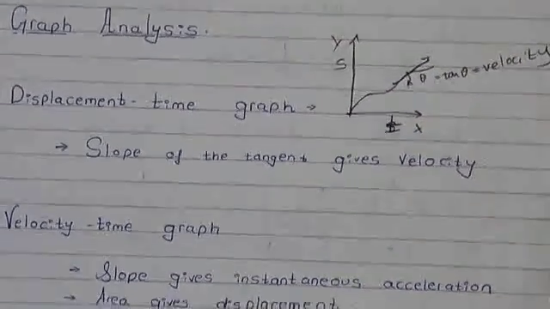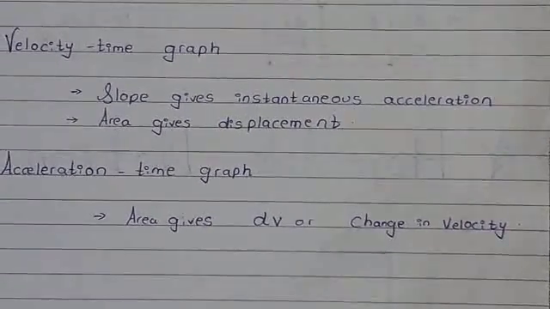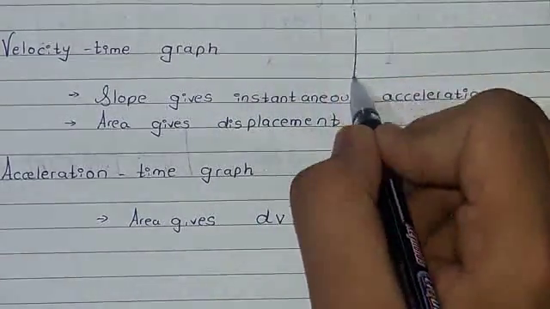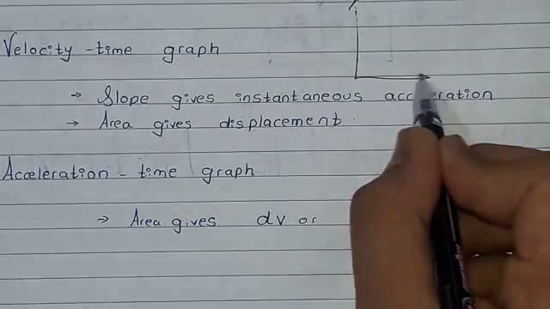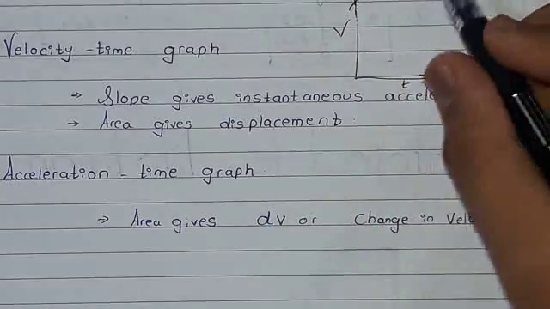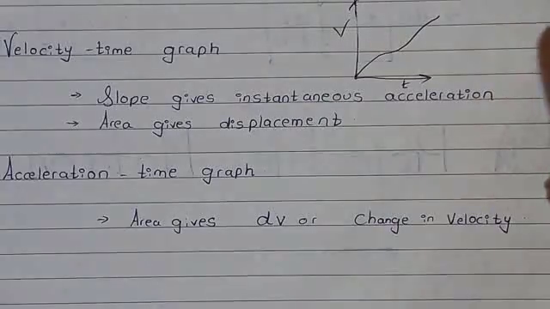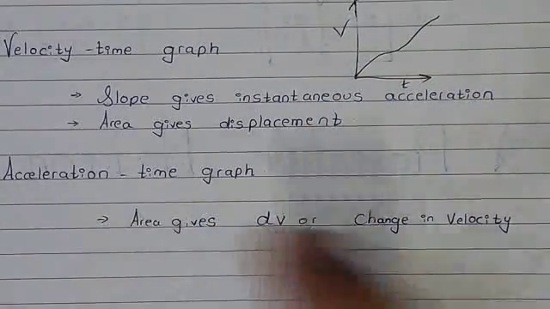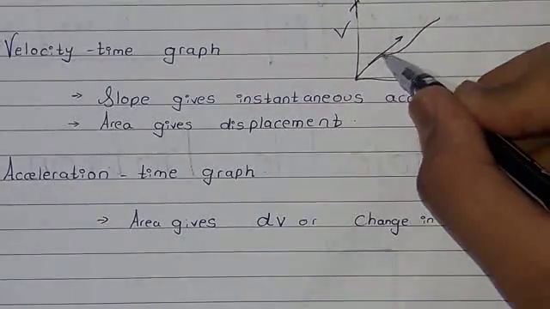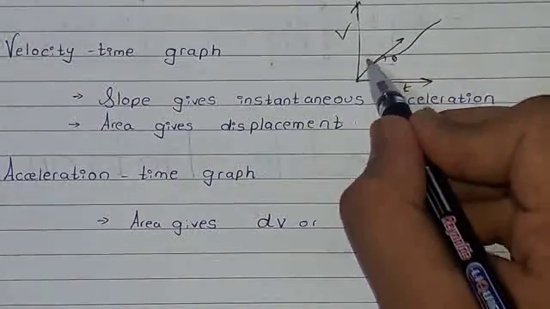And now our next graph, velocity time graph. The graph that shows the variation of the velocity with time. Let me draw it again. This be time, then this be velocity. Now let the velocity be varying with time like this. Then the slope gives instantaneous acceleration, as you can see, I've written it in my notes. The slope from any point A would give me the instantaneous acceleration.